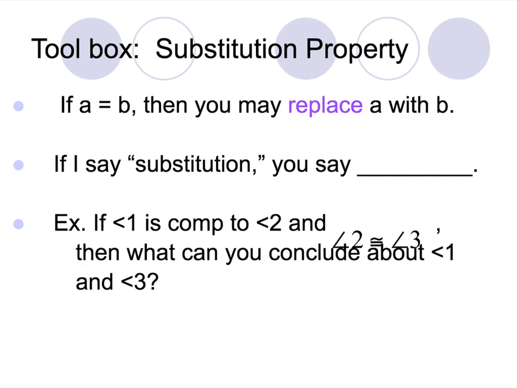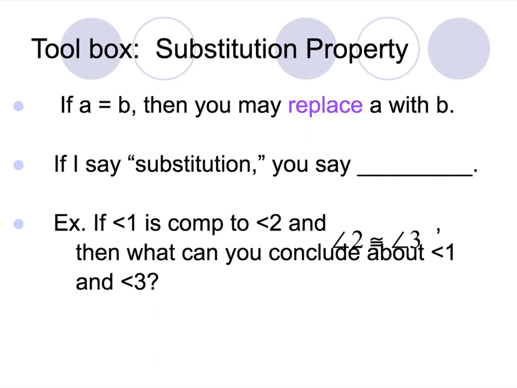All right, substitution property. This can be easily confused with our transitive property. So if A equals B, then you may replace A with B. Sometimes either one of these properties will work, but we'll try to make sure that you understand when you should use transitive versus substitution and not confuse the two. So here we go, we've got an example.